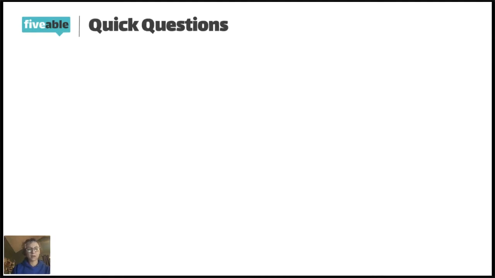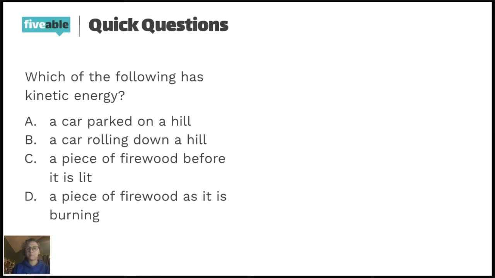So if we look at a couple of quick multiple choice type examples, we can start with an easy one. Which of the following has kinetic energy? A car parked on a hill, a car rolling down a hill, a piece of firewood before it is lit, and a piece of firewood as it is burning. Again, we don't have anybody here in the chat yet to answer, but the answer for this one would be B, the car that's rolling. All the other things are not moving, and so they would not have kinetic energy. They would have other forms of energy, but not kinetic.